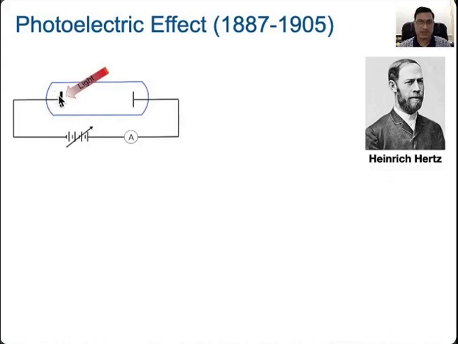So there is a metal plate. He shines light on that one, and when he shines the light, electrons are emitted. These electrons are collected in another plate, and these electrons are driven along this circuit by the voltage. So the current is produced, and this current is called photocurrent.